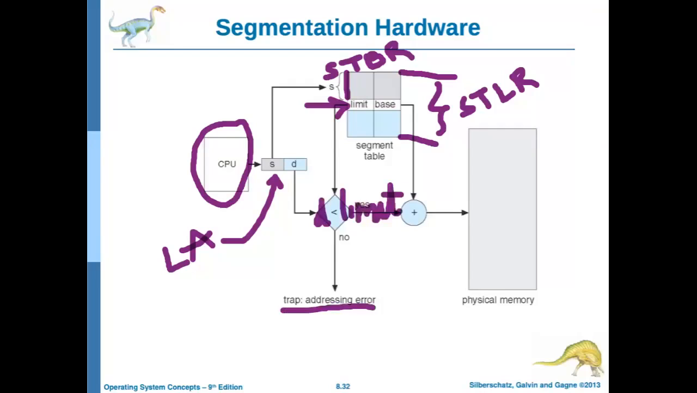Got it? Now once this is true, we can generate the physical address by adding the base to the displacement. So this gives me base register plus displacement, that is offset D. How did I get this base? We got it from the segment table, for which the segment number is used as an offset. Any doubt in this? If you have any doubt, ask me.